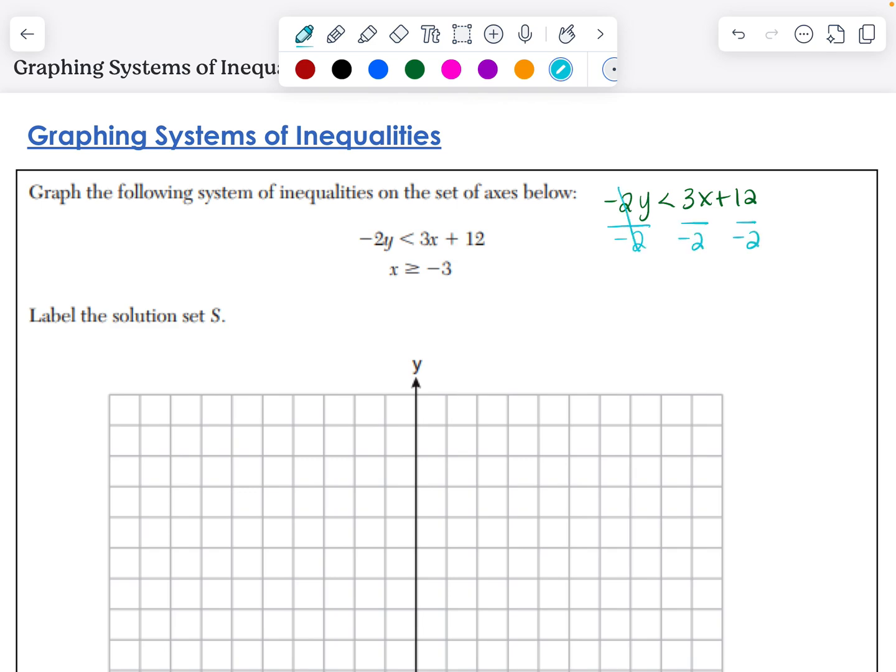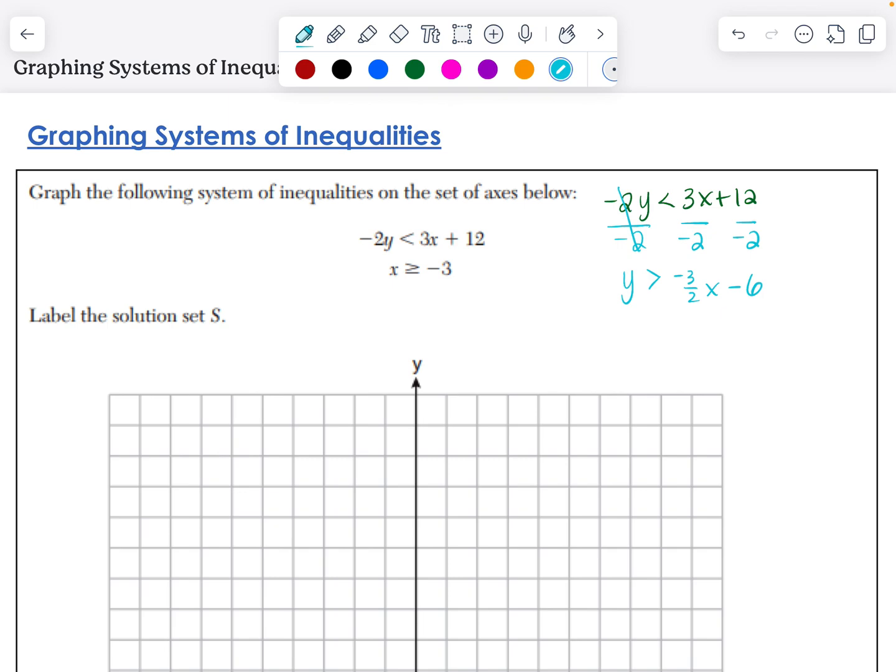Now, remember that when you divide by a negative, your inequality symbol is going to flip directions. So now I'm going to have y is greater than -3 over 2x minus 6. Be really careful with your signs here, and if you need, verify them by using the calculator to check.